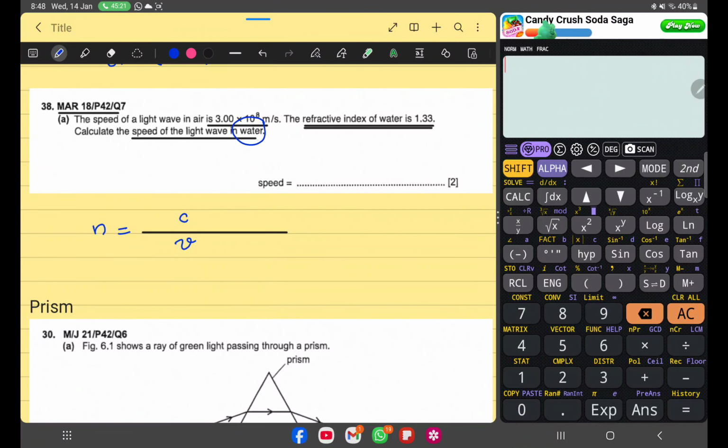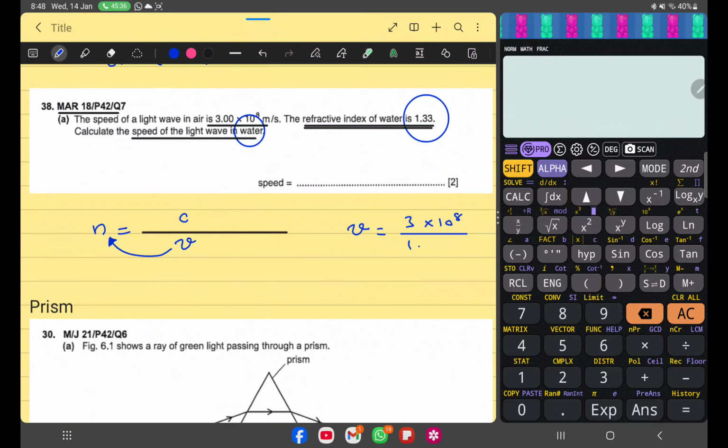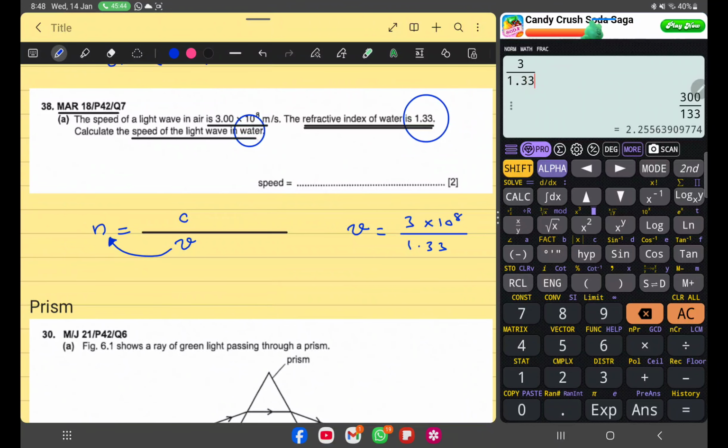And in this question, we have to calculate the speed of light in water. So I am making V the subject, and it is equal to C divided by n. You know, C is 3 exponent 8. Refractive index is 1.33. And now I am calculating 3 divided by 1.33. Do not use exponent 8, okay? You only divide 3 by 1.33. So it makes 2.25 and the exponent remains as it is. So this question is completed.